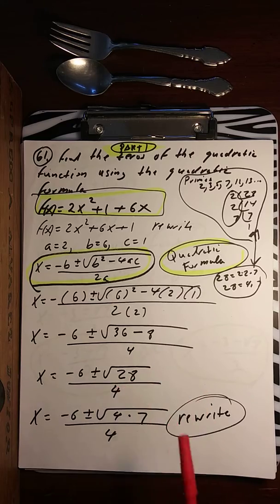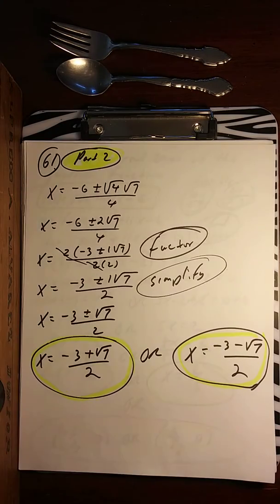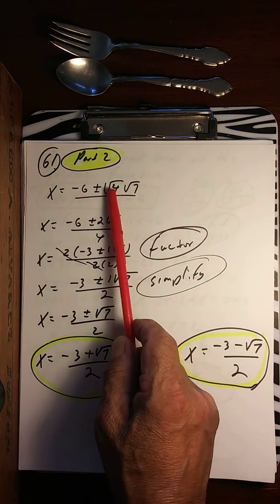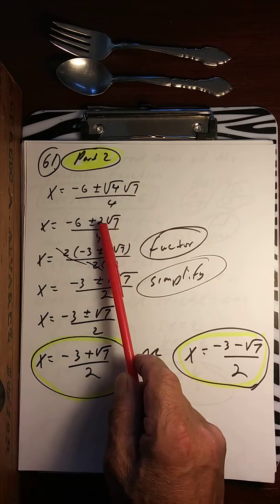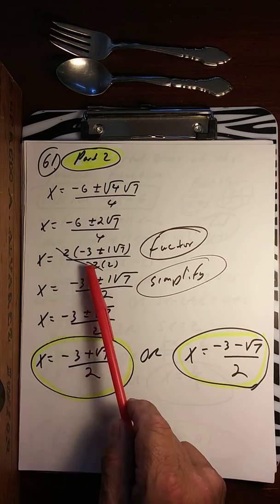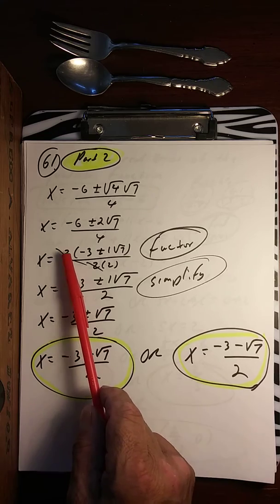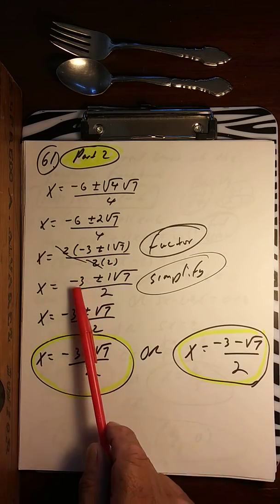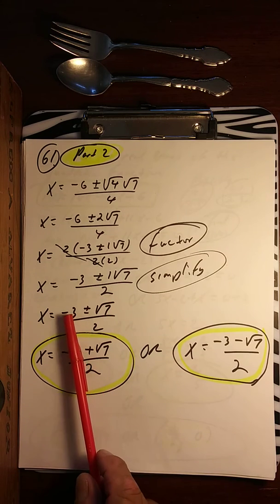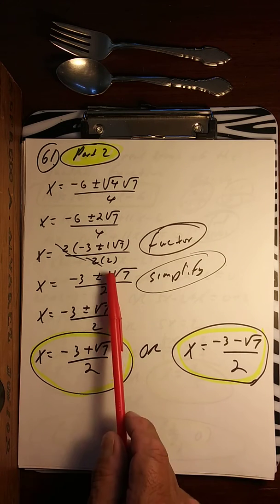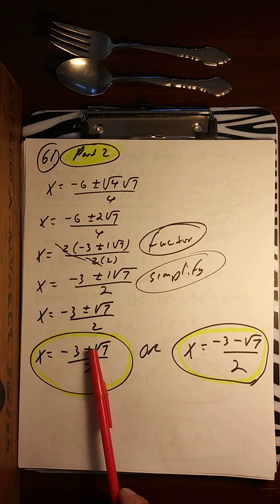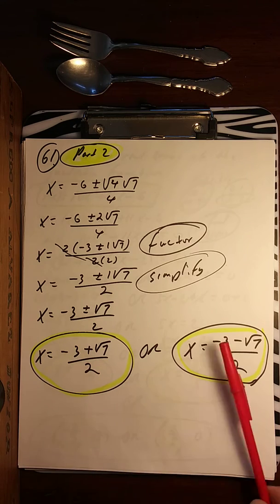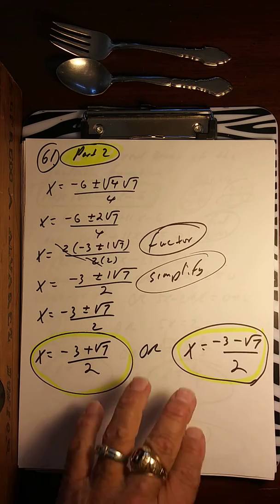So now, that's part 1. Let's go to part 2. So square root of 4, square root of 7. That one I can do is 2. Take a 2 out from the top and bottom. Numerator, denominator. So 2 times that is that. 2 times 1 is 2. So the 2's cancel. We have -3 plus or minus 1 square root of 7 over 2. You don't need the 1. And then this is going to give you -3 plus square root of 7 over 2, or -3 minus square root of 7 over 2.